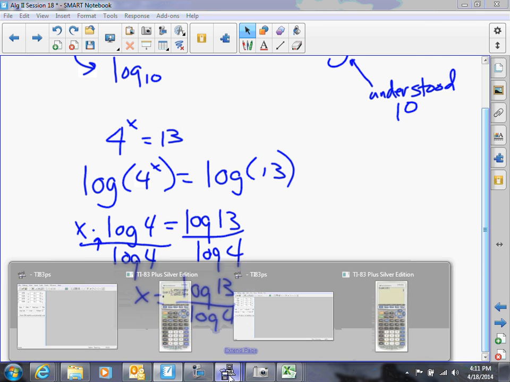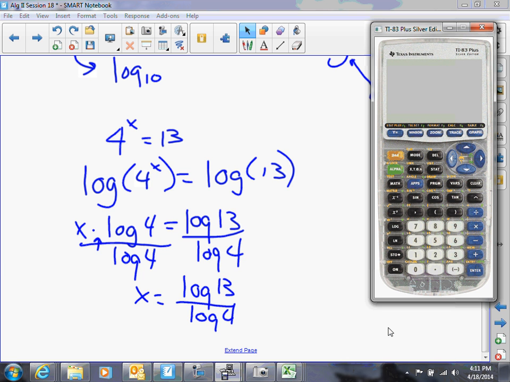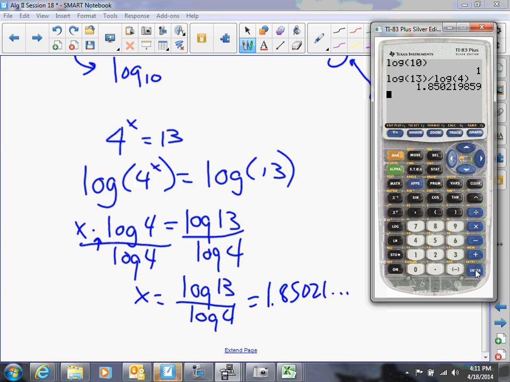Now, you can use your calculator because we do have a base 10 log, and that's what these are, common logs. You can type log 13. And right here, guys, notice the calculator opens a parenthesis before the argument of the log. You've got to close that before you press the divide button, or you will get erratic, incorrect results, and nobody wants incorrect results. Then divide by log 4, close that parenthesis again, and when you press enter, you get this number. It is 1.85021, etc.